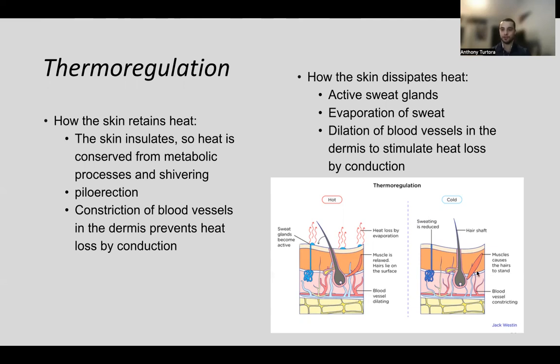So the muscle contracts here, and that causes hairs to stand up when we get cold. And then also the constriction of blood vessels retains heat, because it prevents losing heat from conduction. So when the body wants to dissipate heat, on the other hand, sweat glands become active. Sweat can then evaporate from the skin, and then also blood vessels dilate in the dermis in order to stimulate heat loss.